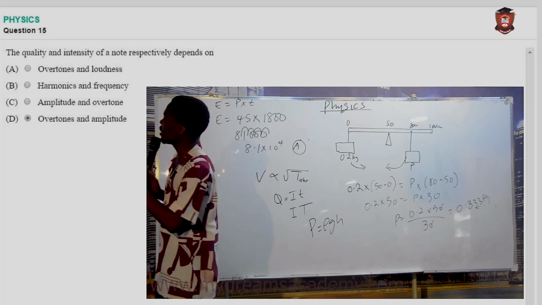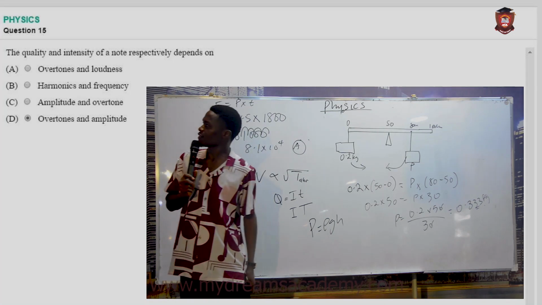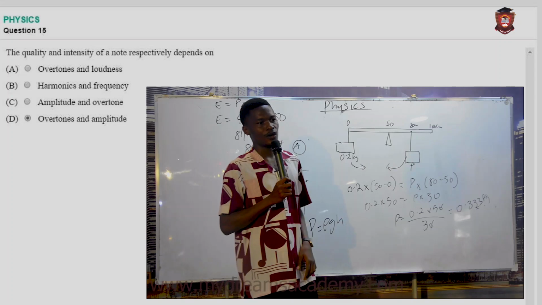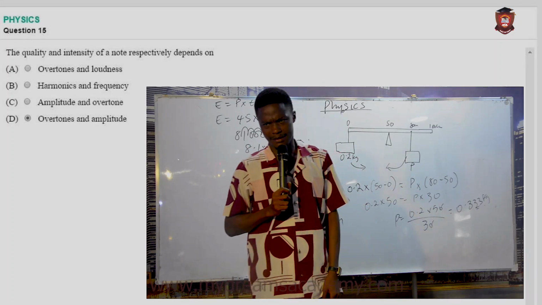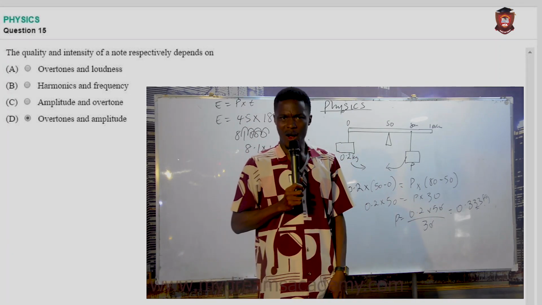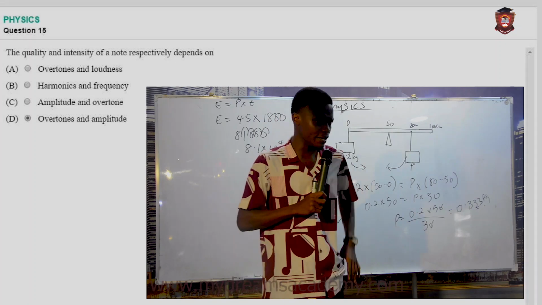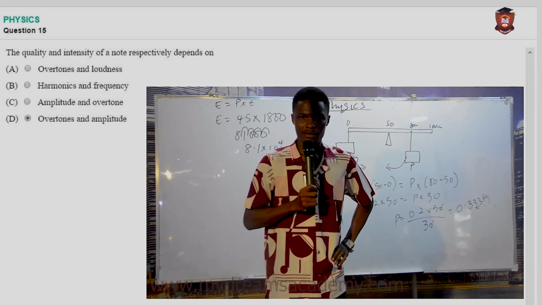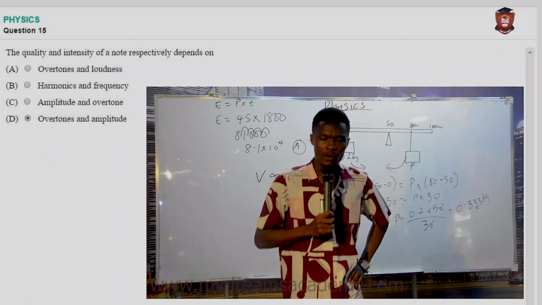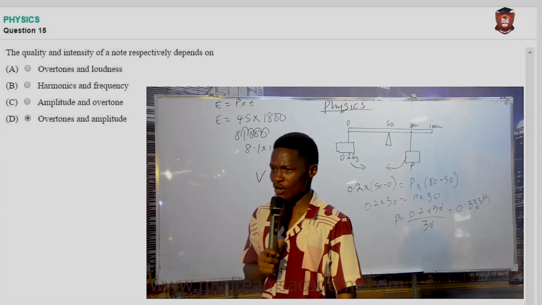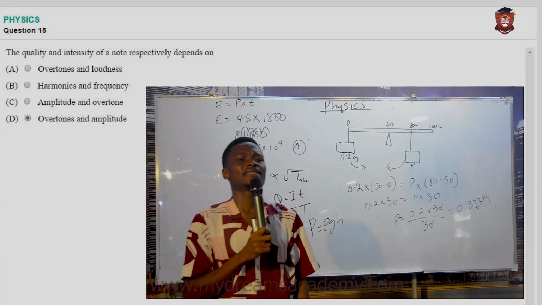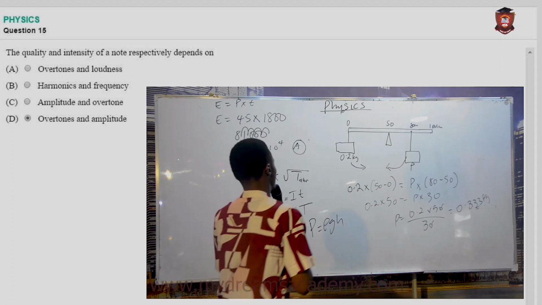Question 15 says the quality and intensity of a note respectively depends on what? What does quality depend on? What is another name for quality of a note? It's timbre.